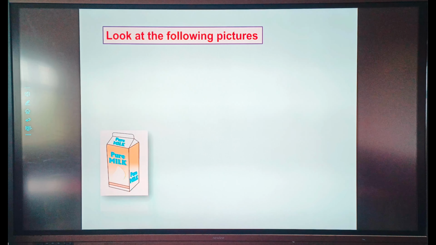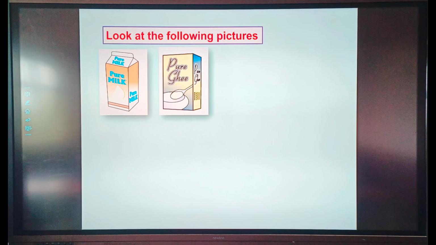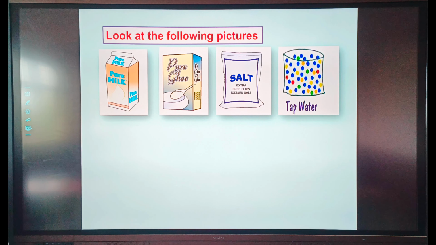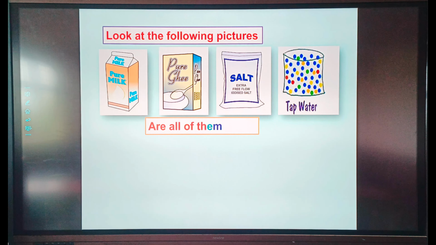Look at the following pictures. For example, pure milk, pure ghee, salt, tap water. Are you seeing all these things? Are they all pure for you?